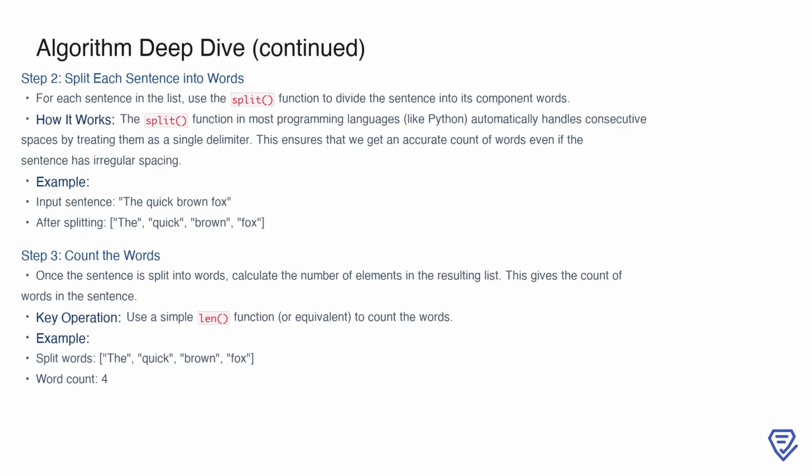For example, if the input sentence is "the quick brown fox," the split function will break it into a list of words, "the", "quick", "brown", "fox". Once we have this list, the next step is to count the number of elements in it, which tells us the number of words in that sentence. Using a function like len makes this straightforward. In our example, the word list has 4 elements, so the word count for this sentence is 4.